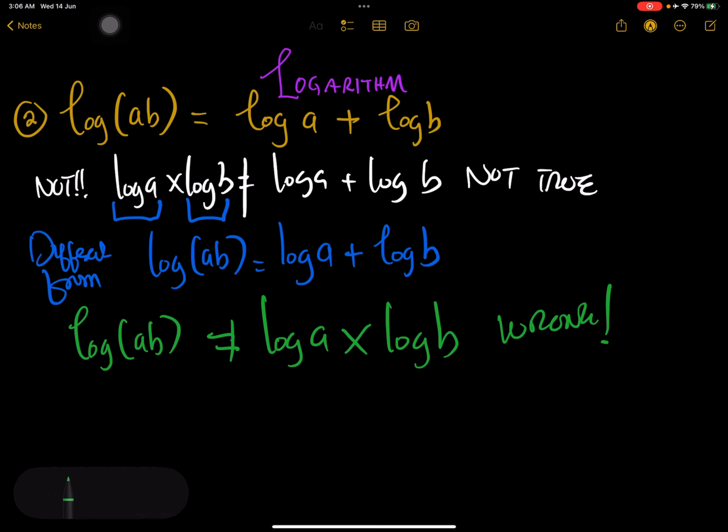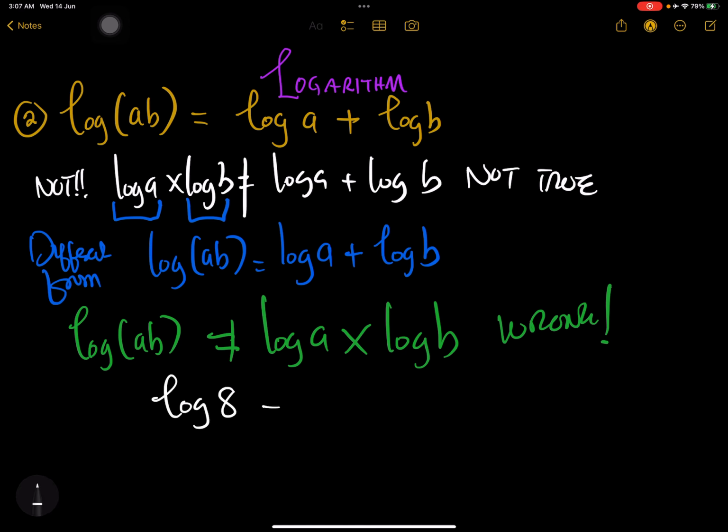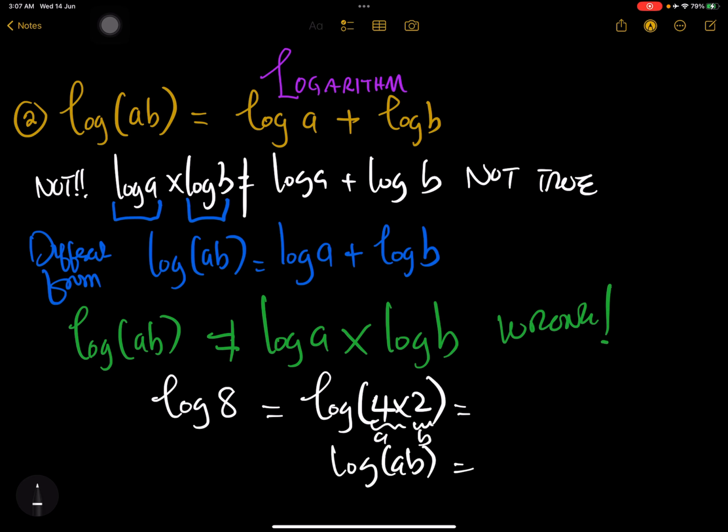So let's take an example. Let's say that I have log 8. I can write log 8 in terms of log 2, right? Log 4 times 2. Okay, so then this becomes what? A, and this becomes B. And this is the same as log AB. Then we can apply it, right? So we can have log 4 plus log 2. So let's have that in the back of our mind.